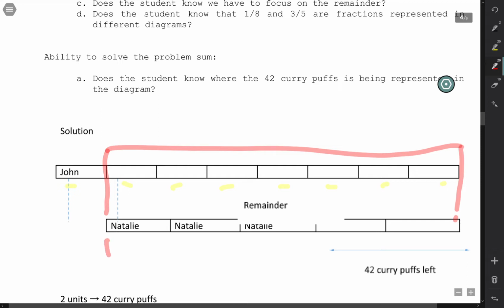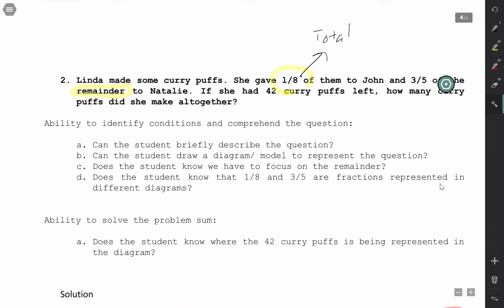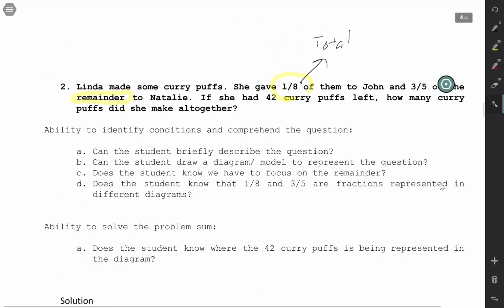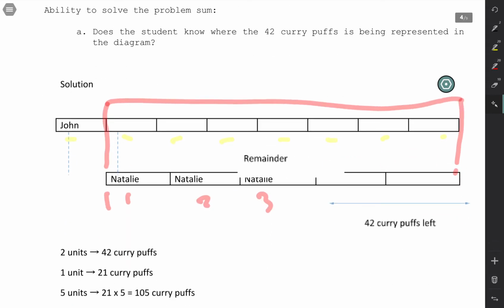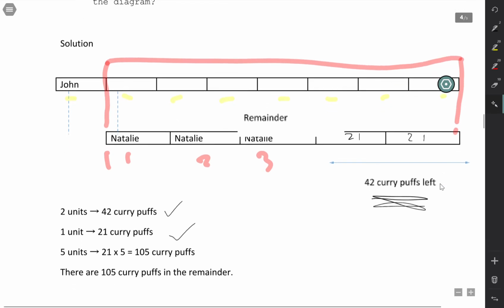3/5, Natalie gets 3. It's 1, 2, 3 out of 5 over here. Then the next question is, if she had 42 curry puffs left, how many curry puffs did she make altogether? So where are the remaining ones? Over here, 42 curry puffs left. Now if here is 42, this has got to be 21. That's why we take 1 unit as 21.